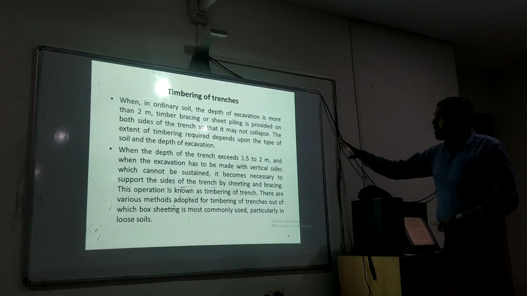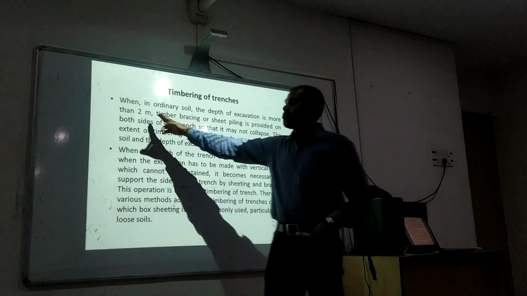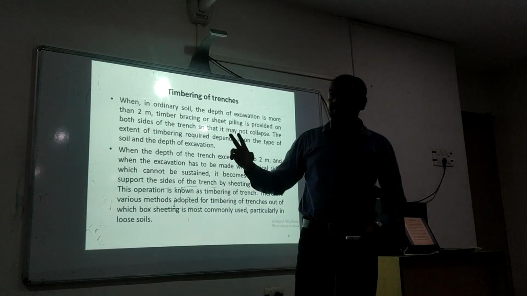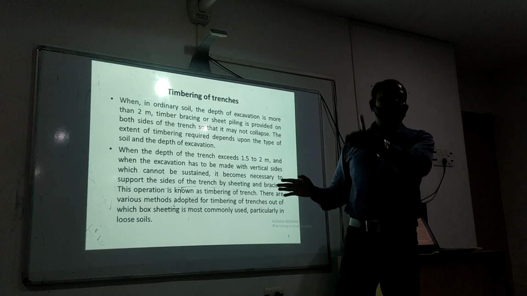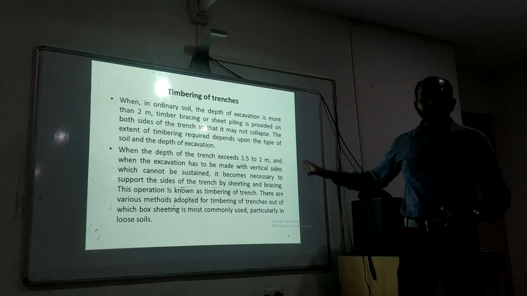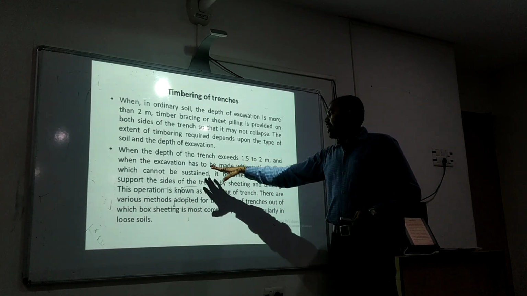In ordinary soil the depth of excavation is more than 2 meter. Timber, so just imagine 2 meter deep excavation is done, and to support that, timber bracing, sheet piling is done to support on both sides. As simple as that.